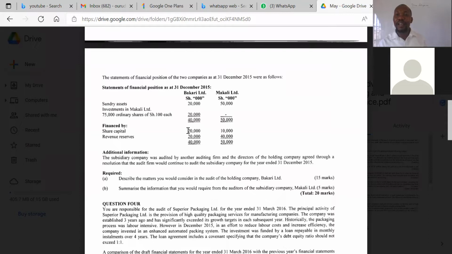That is number one. Number two, you come back and zero in on, you can even first understand the nature of the group, the nature of the group business, the nature of business that the part Bakari is doing, and the one for Makali. You need to understand the nature of the group, of each member of the group, what they are doing, and the risk level for each member. So those are 2 points.